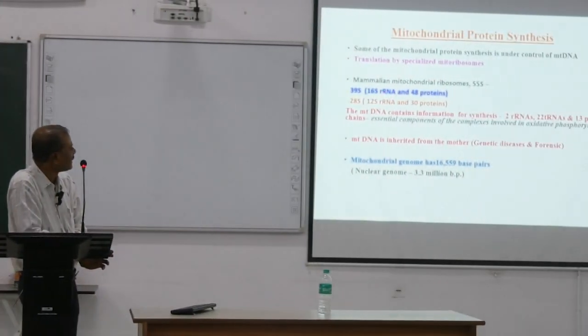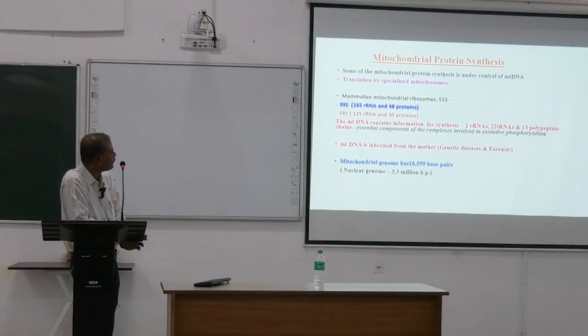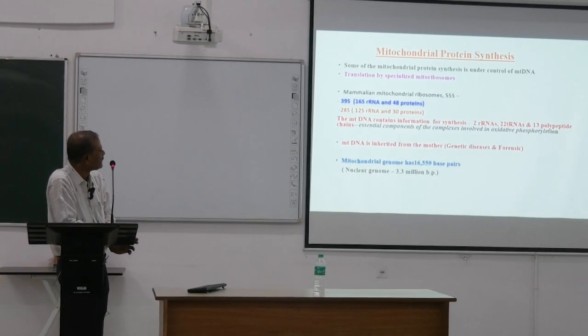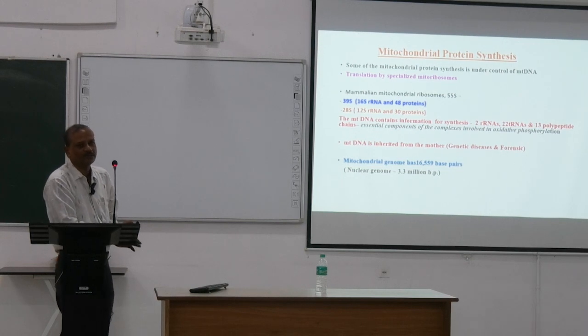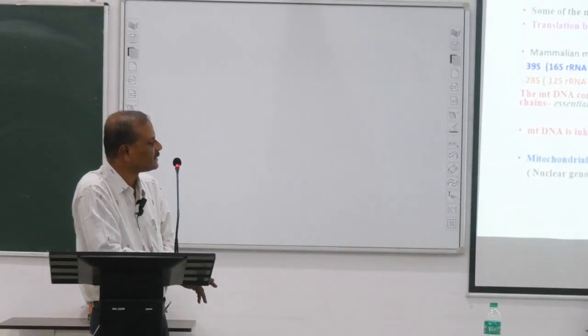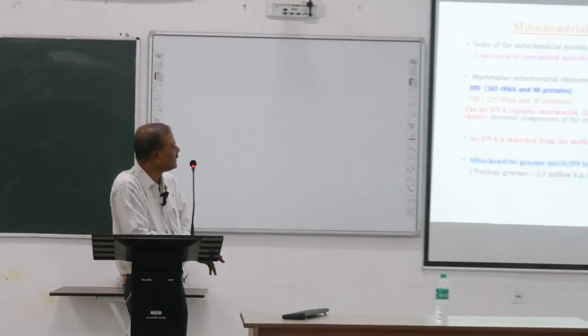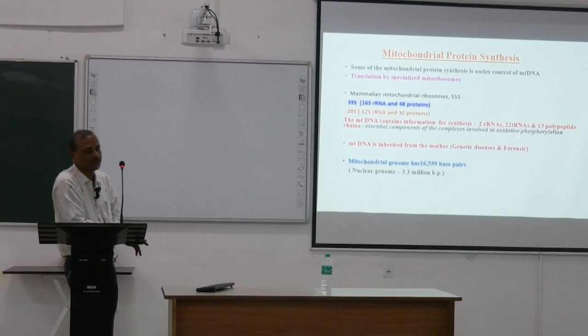So the mitoribosome has two units, that is 39S and 28S, and it has a 16S rRNA, and it has 48 proteins, and a 12S rRNA and 30 proteins. All these proteins are not synthesized by the mitochondria. Several proteins present in the mitochondria are synthesized in the cytosol and they are transported. So the mitochondrial DNA contains the information basically of 2 rRNAs, 22 tRNAs and 13 polypeptide chains, and as I repeatedly told, this is the essential complex for oxidative phosphorylation.